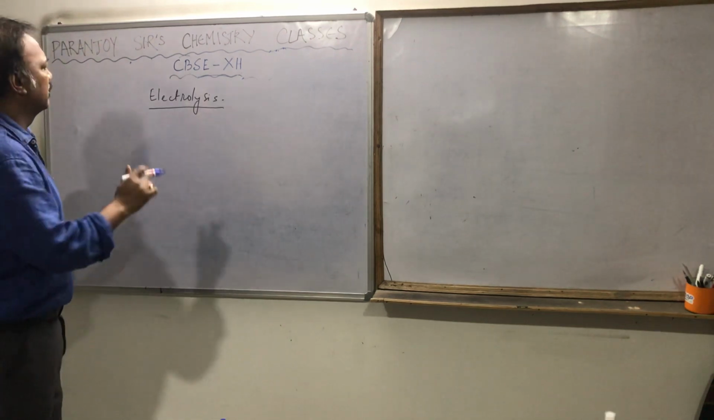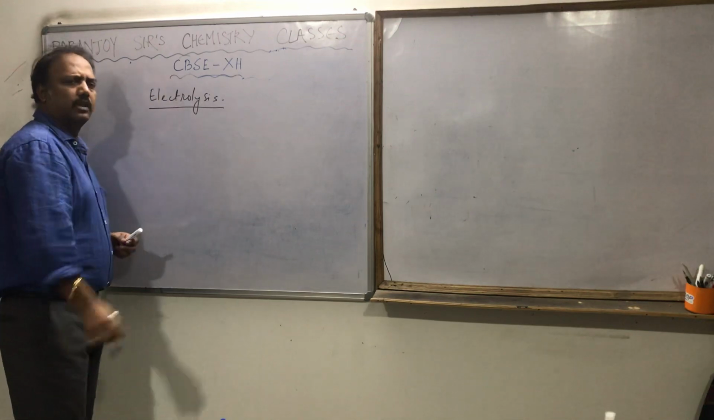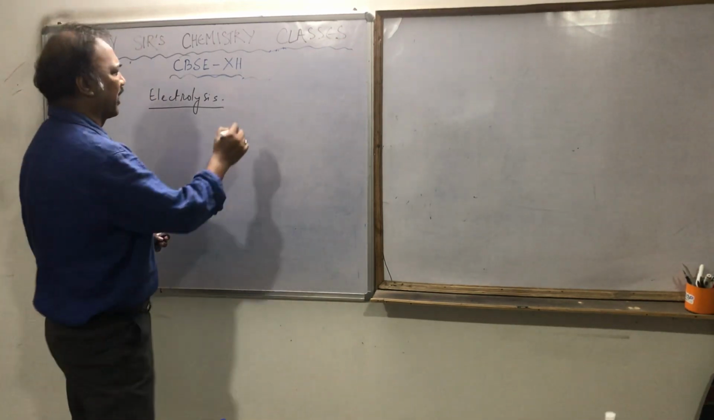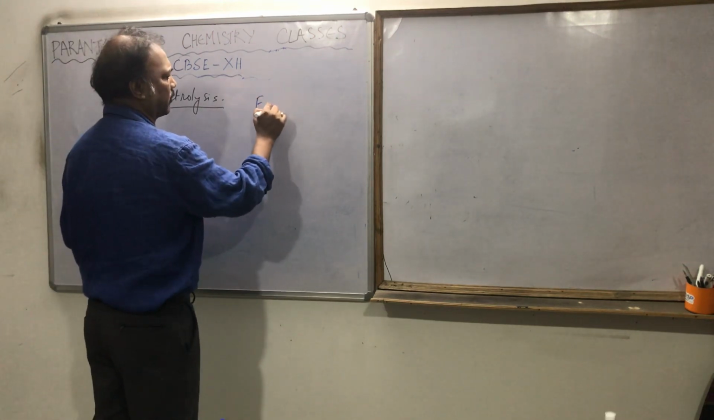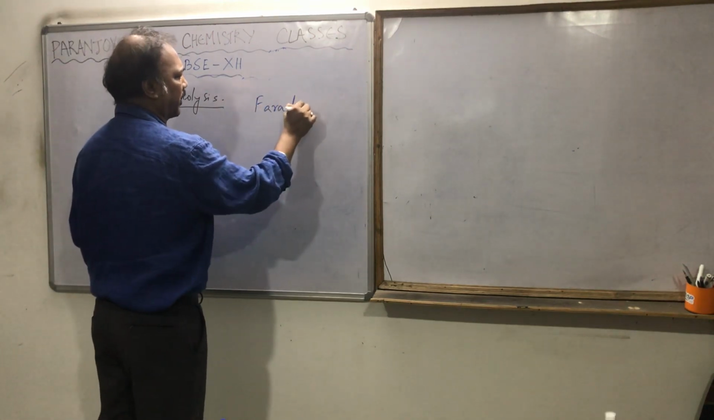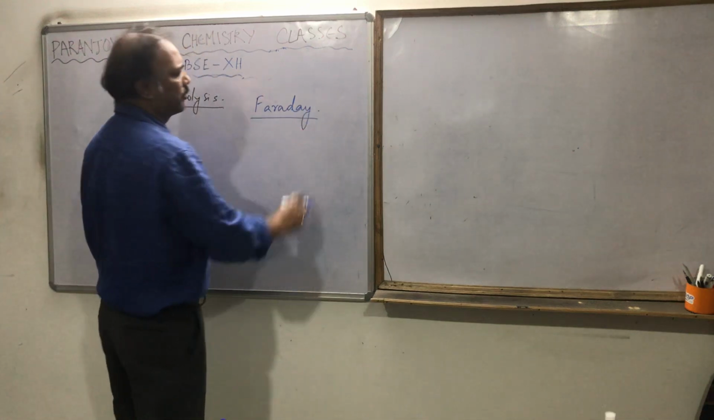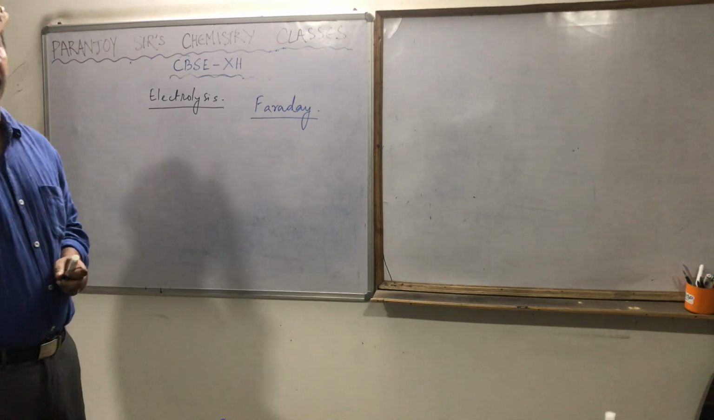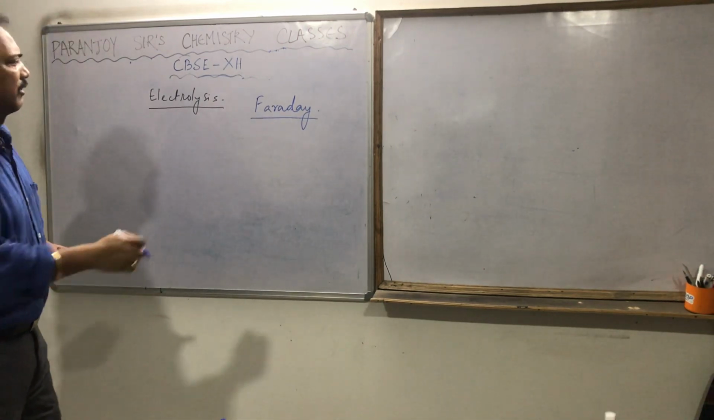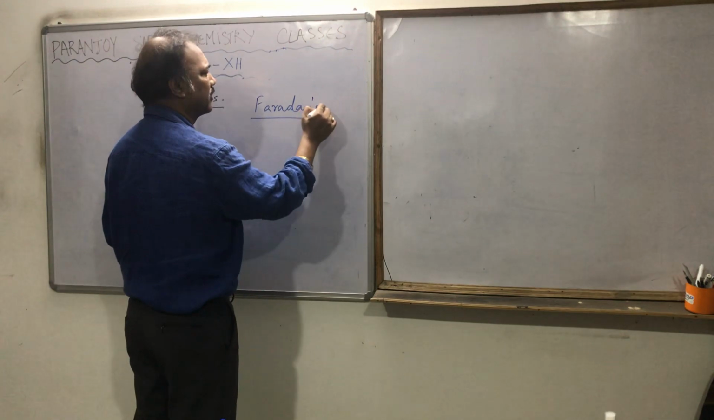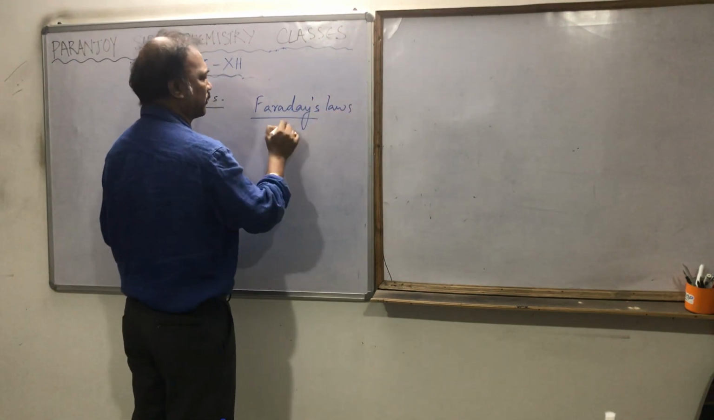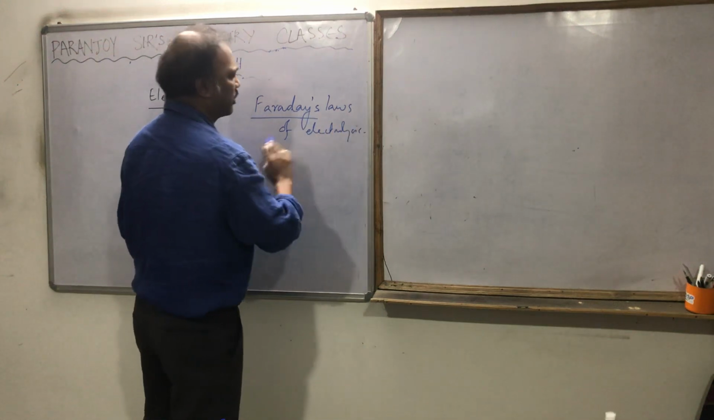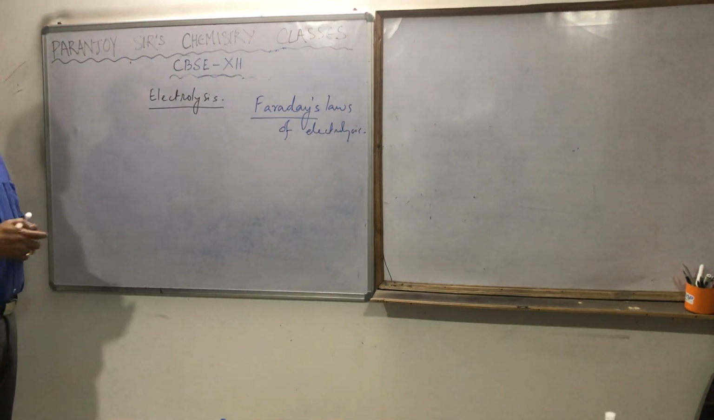Okay. Now a lot of this was investigated, was experimented by a scientist called Faraday. I think all of you have heard his name. And finally, he came to two laws which govern the electrolysis, which are known as Faraday's laws of electrolysis. There are two laws, but before going to these laws, the basic part of it we must know.